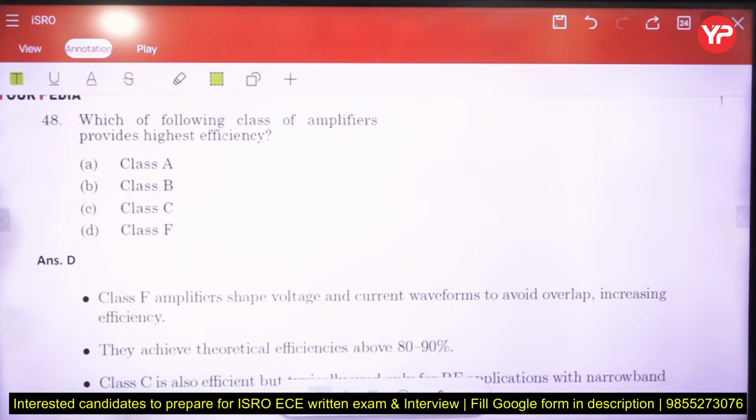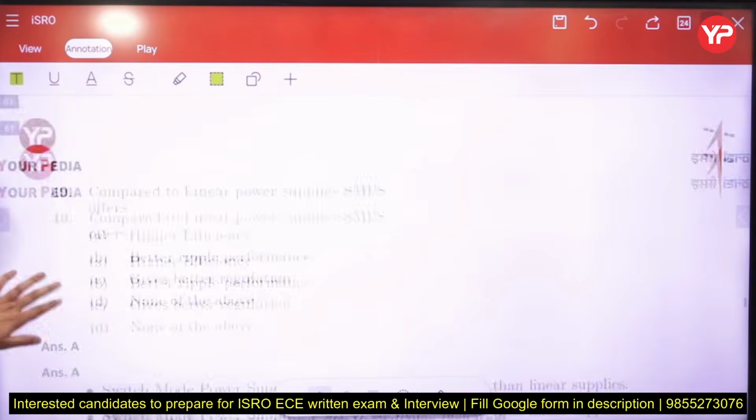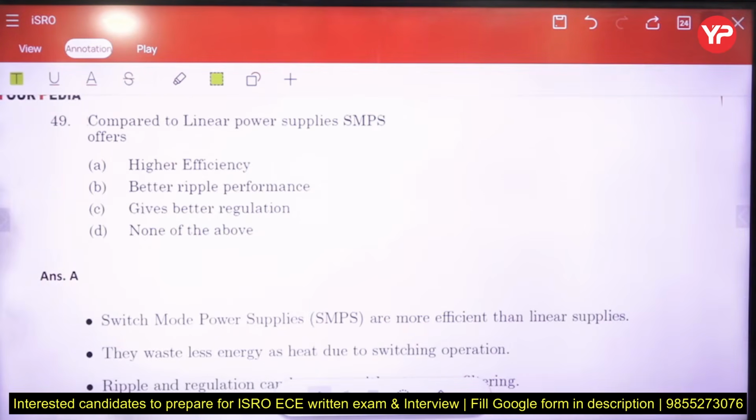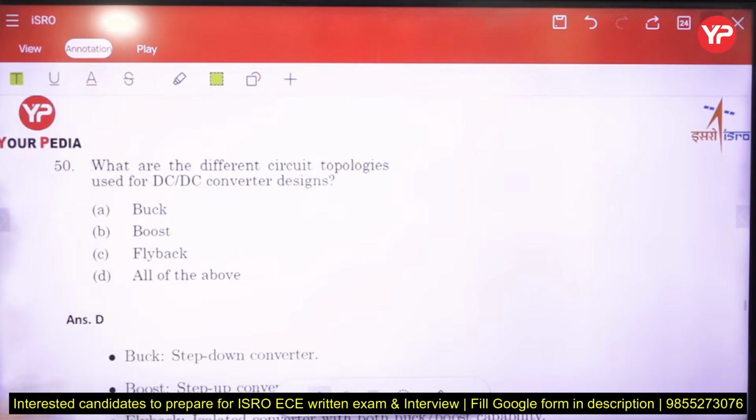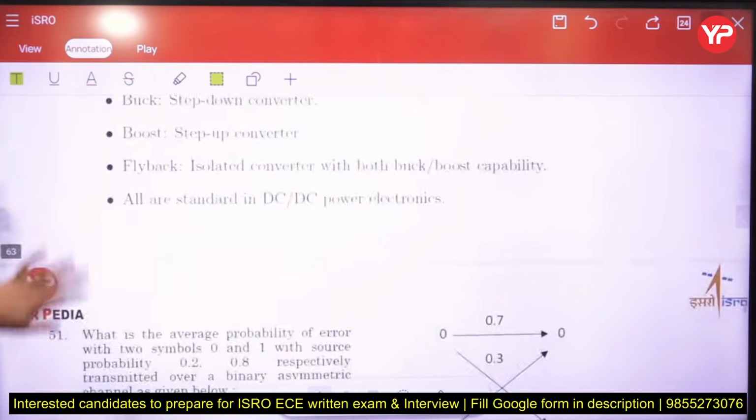Which of the following class of amplifier provides the highest efficiency? That will be class F amplifier, which will provide you 80 to 90% efficiency. Compared to a linear power supply, SMPS will offer higher efficiency, right? What are the different circuit topologies used in a DC to DC converter? Buck converter, boost converter, flyback converter, all of them are used, right?